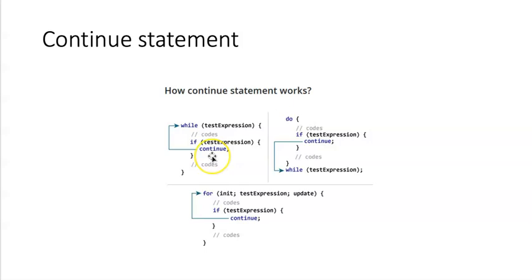So this is how the continue statement is shown. You have a while loop, do while loop, and the for loop. As soon as you hit the continue, it goes to the beginning of the loop again, to the next element in the loop. Same thing for the for loop. So that's the use of the break and continue.